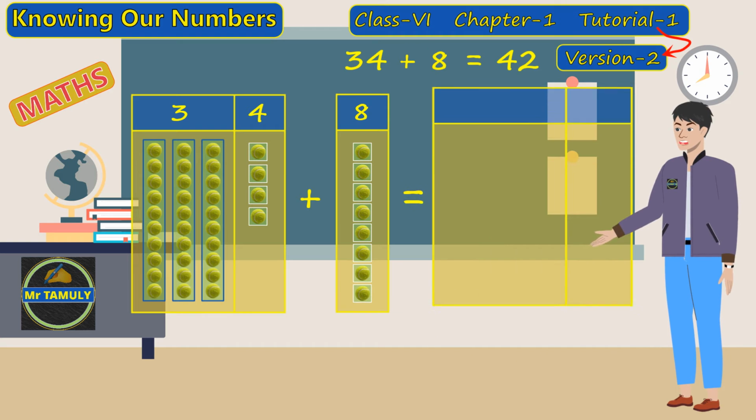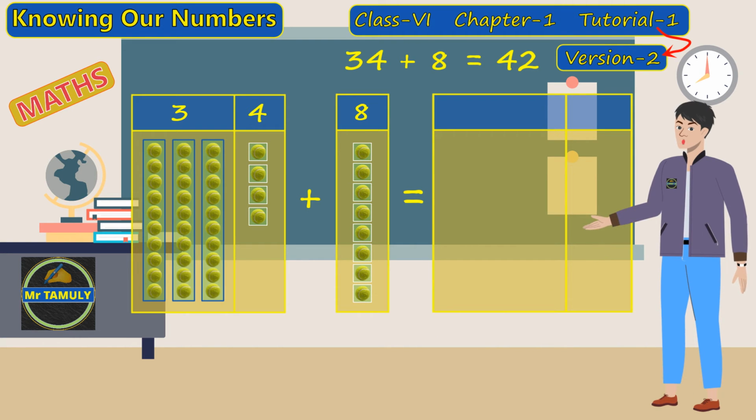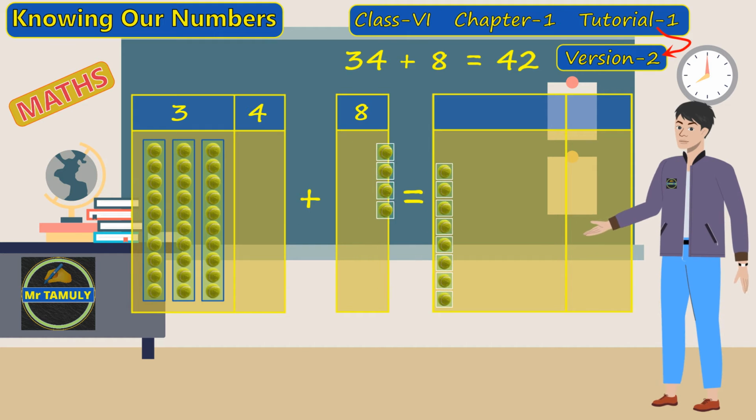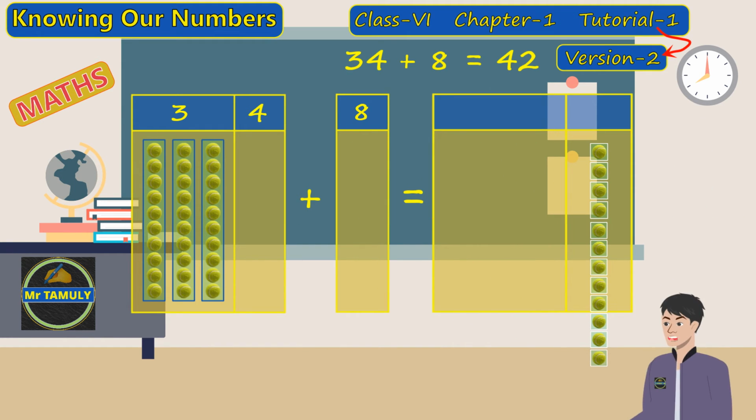Now the first step is, 4 plus 8 is equal to 12. That means we shall combine the individual tennis balls that are there in the first place of both the numbers 34 and 8. Now we have 12 individual balls in the first place of the resultant number. But as per the decimal system of counting, you cannot keep 12 balls in the first place.